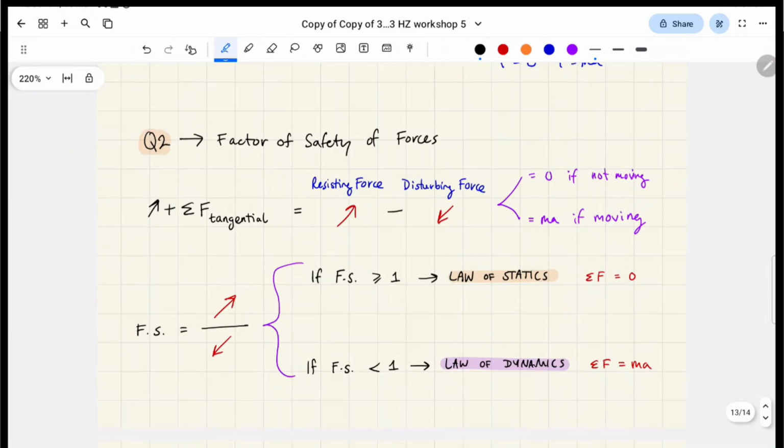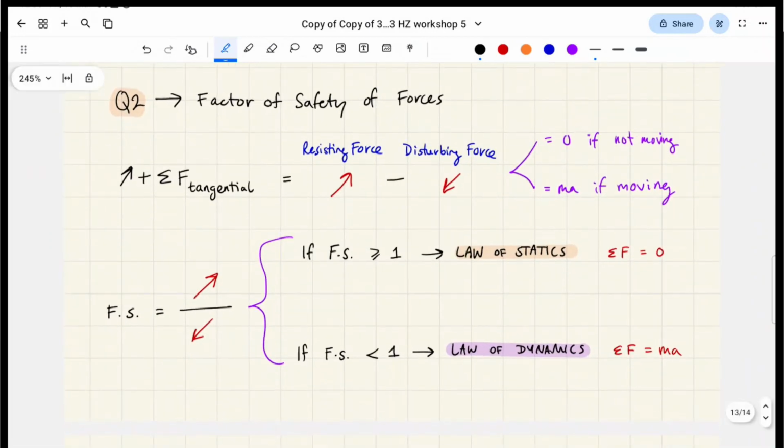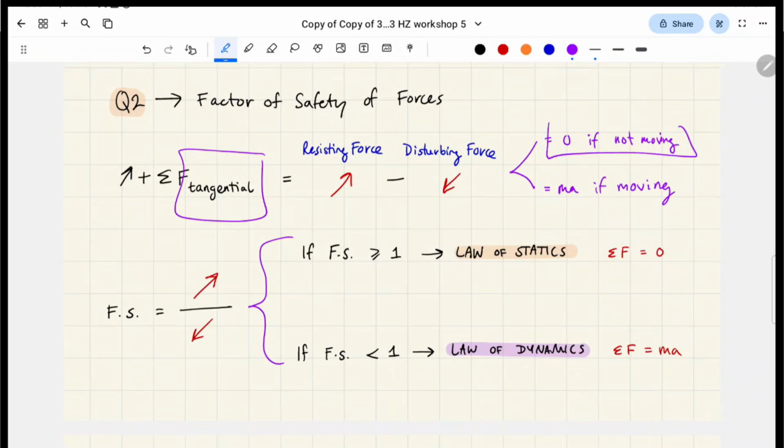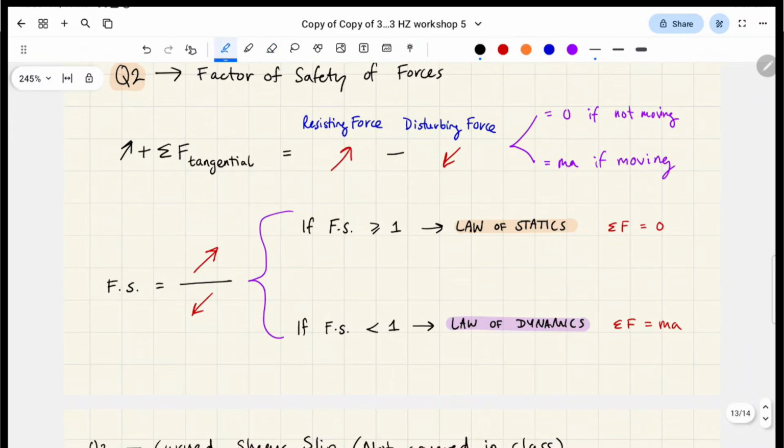Question two, that's when we were looking at the factor of safety, analyzing forces rather than moments. We were looking at the tangential forces basically. And we had our resisting forces and our disturbing forces, and basically F was equal to 0 if it wasn't moving, and F is equal to ma if it was moving, essentially, right? And the factor of safety is the ratio between this resisting and disturbing force, right?